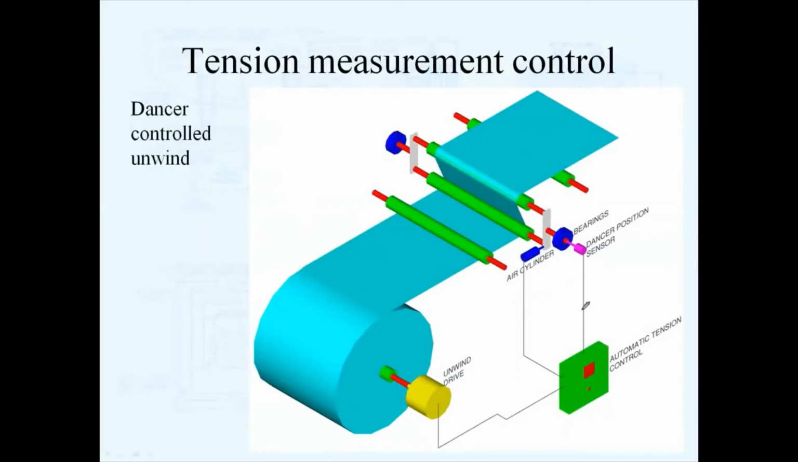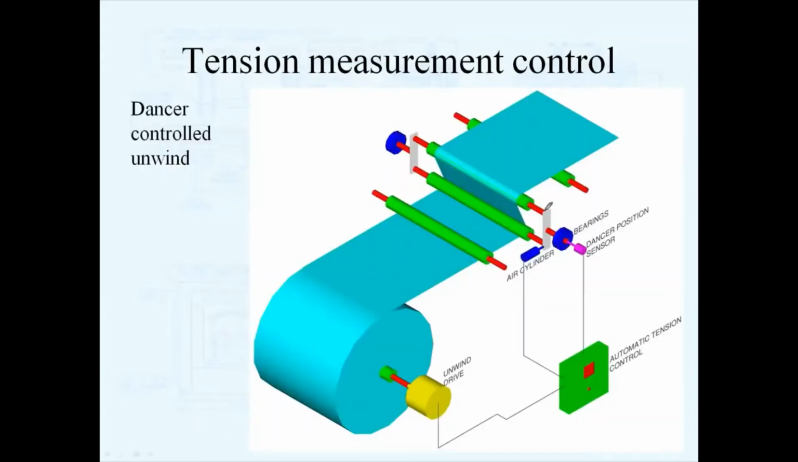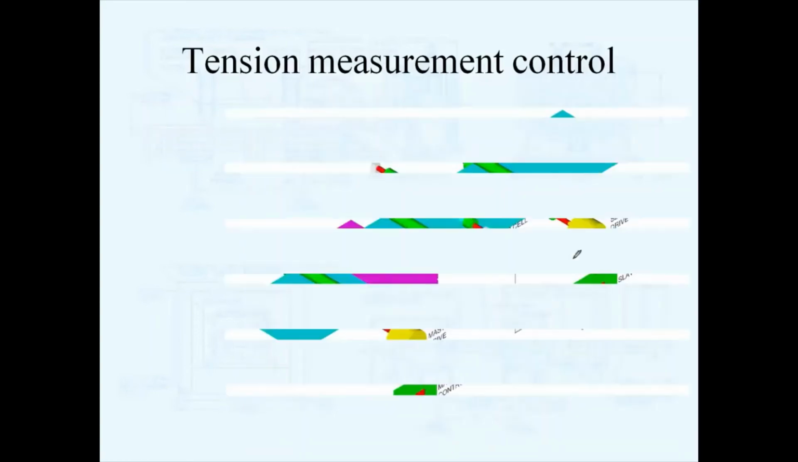This is an example of a dancer roll control. Basically, you come off of an unwind, and this is a rotational type dancer, but you wrap through a set of rollers, and basically all dancers have a tendency to push. No matter what kind of dancer you have, a dancer has a tendency to push the dancer roll assembly in one direction, and the web has a tendency to pull it in the opposite direction. And that's how dancer rolls work. We're going to talk about that a little bit more.